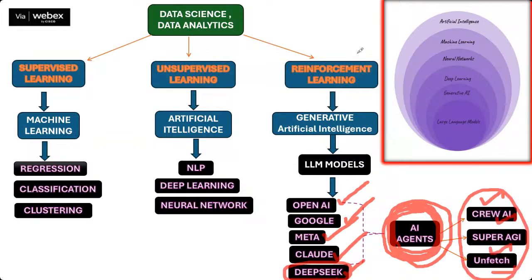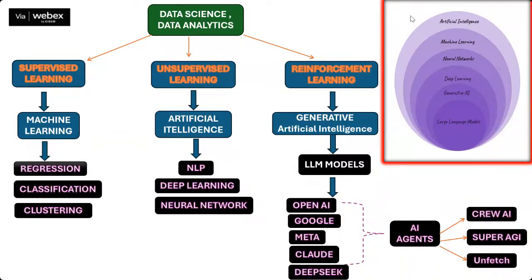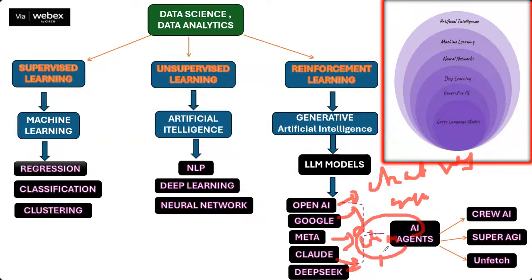So this market is growing more. Today you understood DeepSeek is an LLM model. ChatGPT is created by OpenAI, Gemini created by Google, Llama model created by Meta, Claude created by Anthropic, and DeepSeek is the model created by a Chinese company.